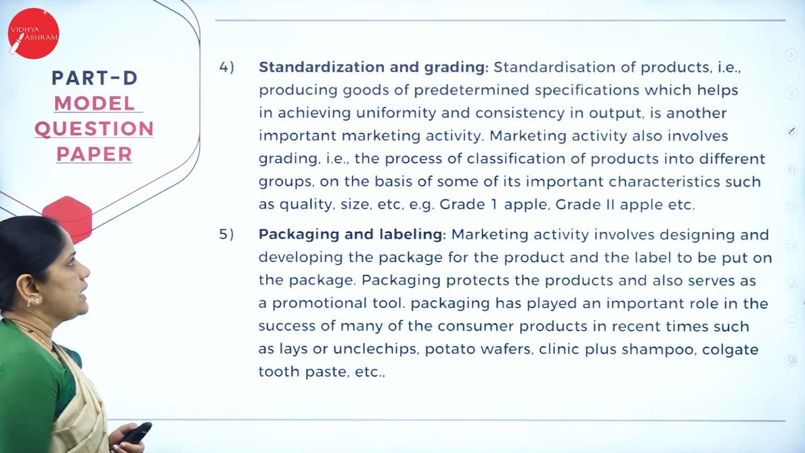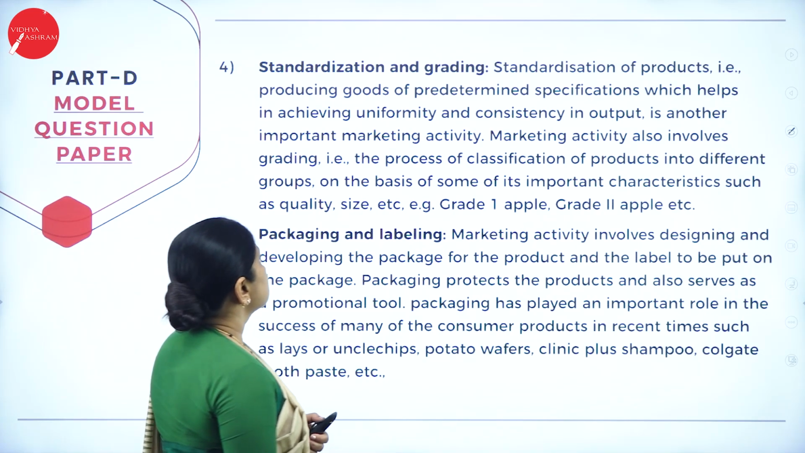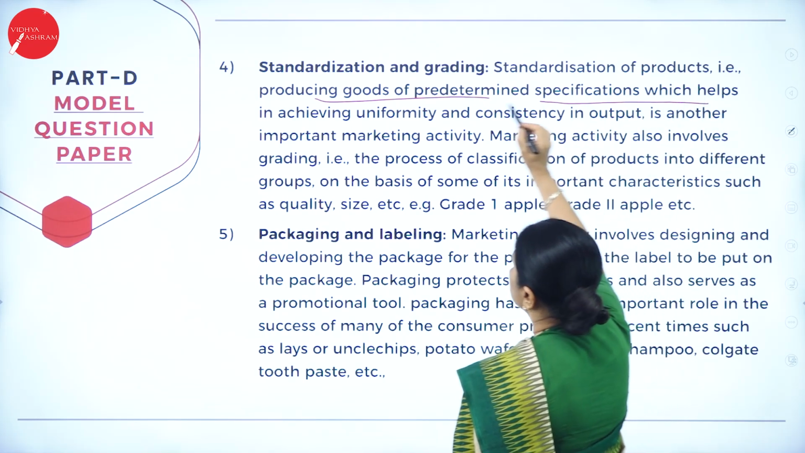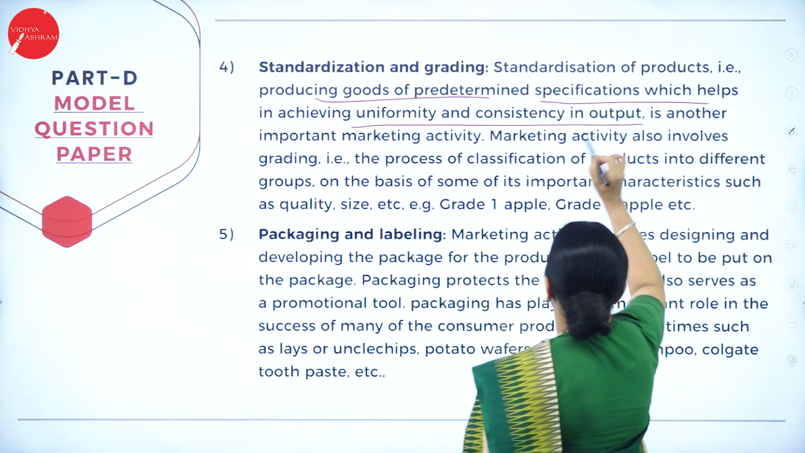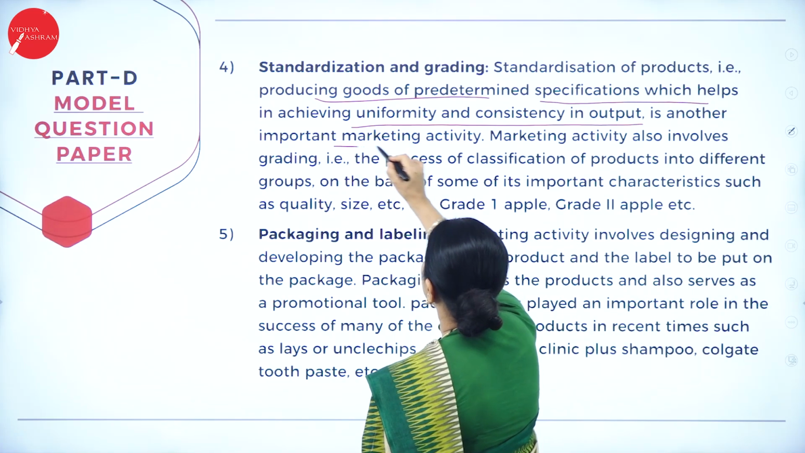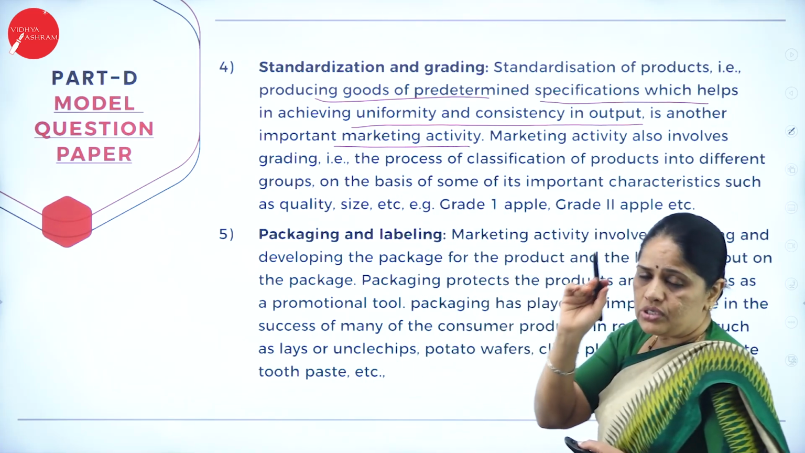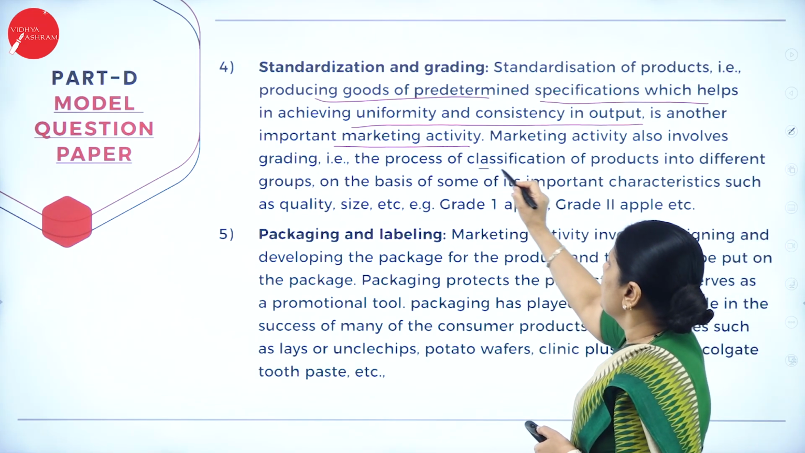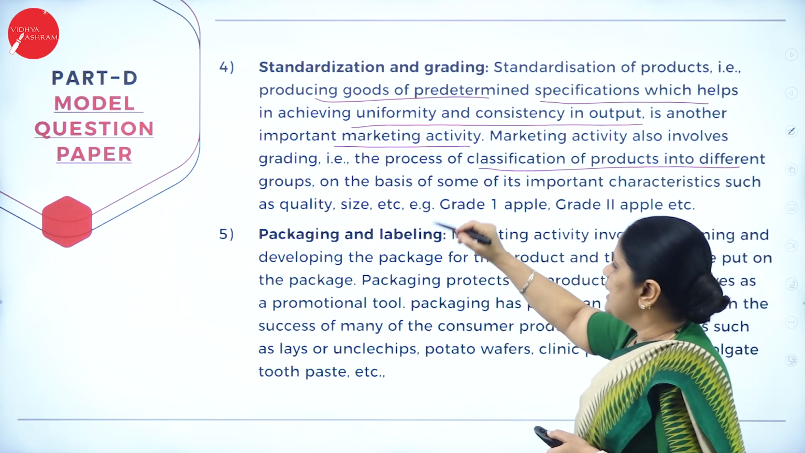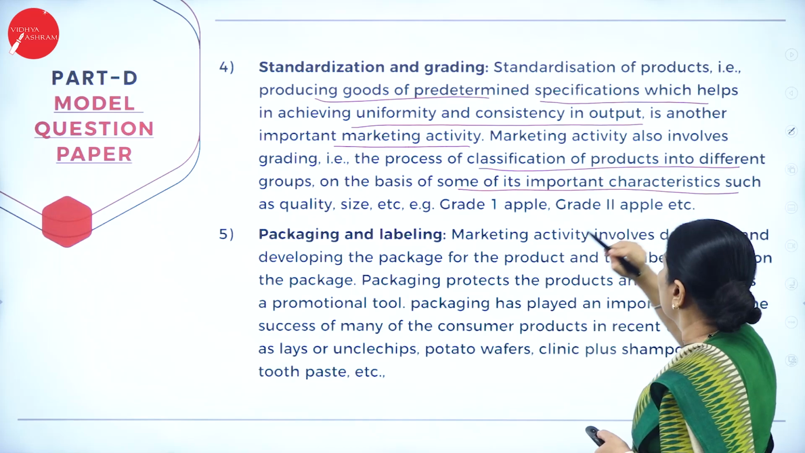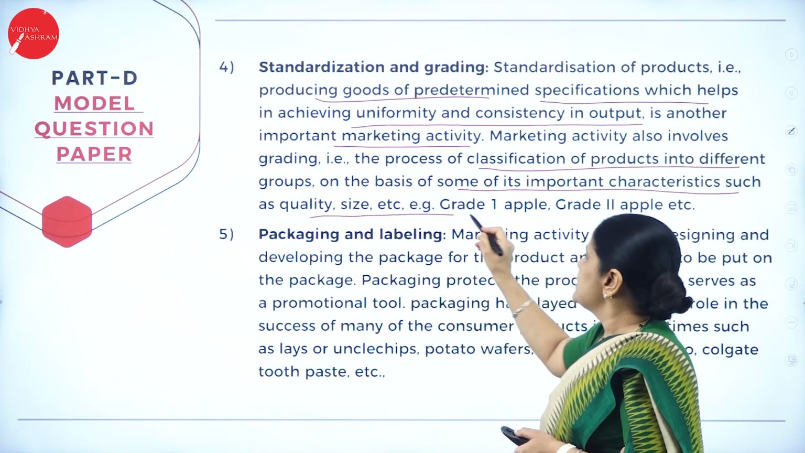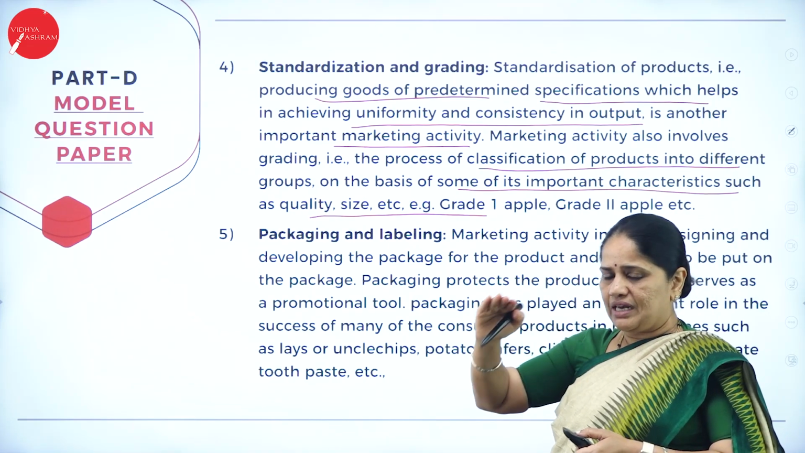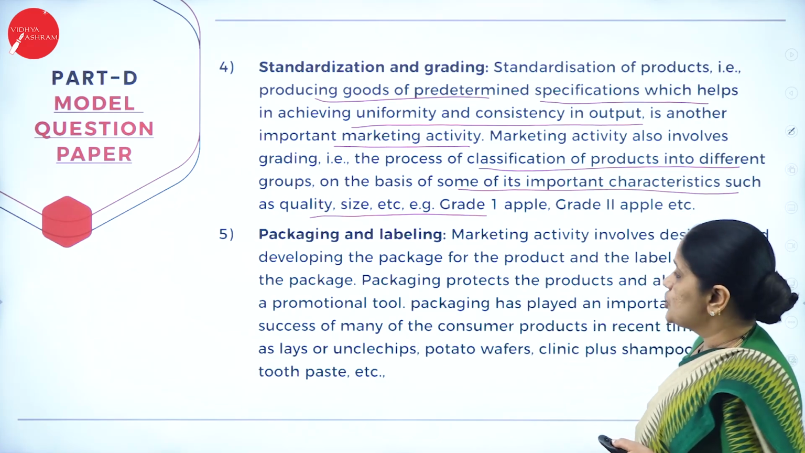Then the next one is standardization and grading. Standardization means producing goods of predetermined specifications, which helps in achieving uniformity and consistency in output. So this is another important marketing activity. So produce standardized goods with proper specifications. It also involves grading, the process of classification of products into different groups on the basis of some important characteristics such as quality, size, etc. So that is called grading. So you have standardization for manufactured goods and grading for agricultural products.